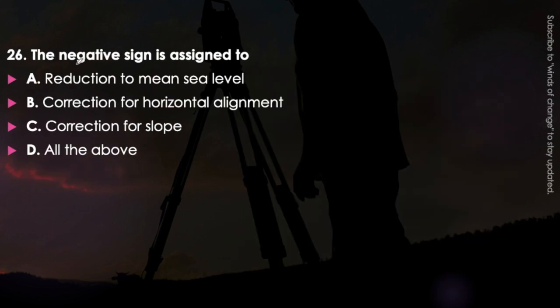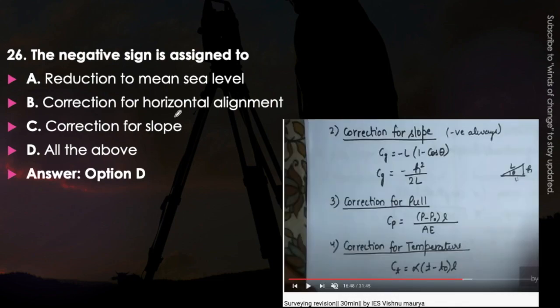Next question. The negative sign is assigned to reduction to mean sea level, correction for horizontal alignment, correction for slope, or all of the above. Just think about it. For which one is the negative sign assigned? The answer will be all of the above. Okay, correction for slope, which is already negative, is depicted in our video of surveying revision.